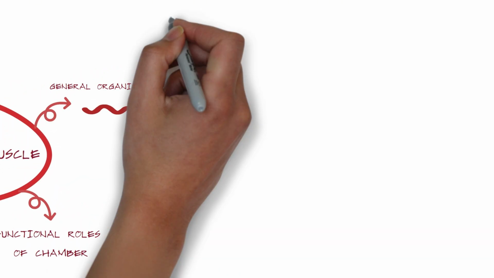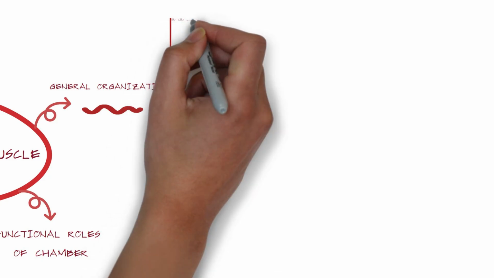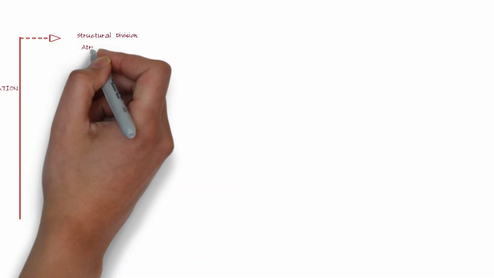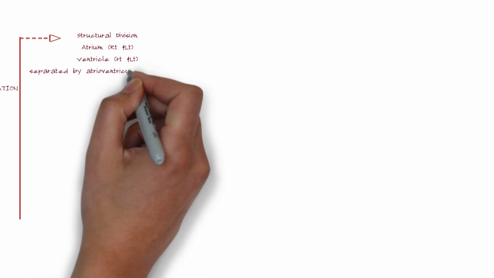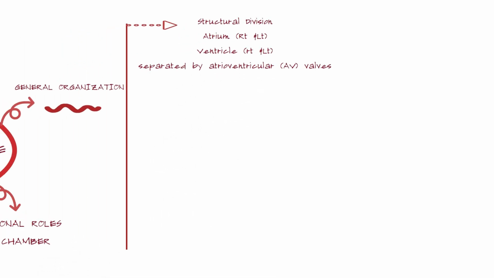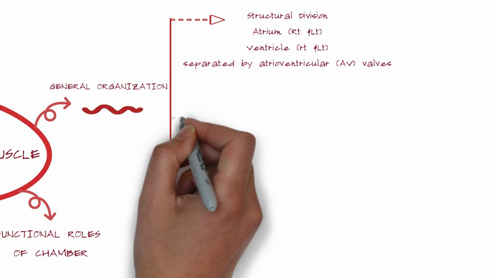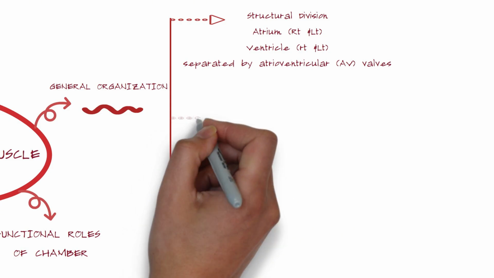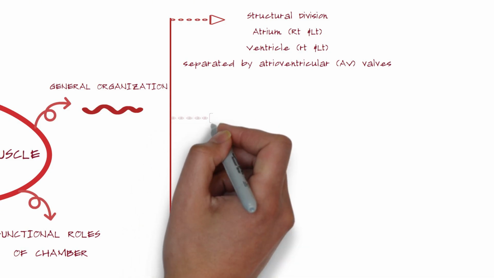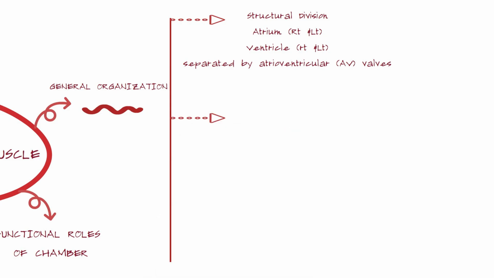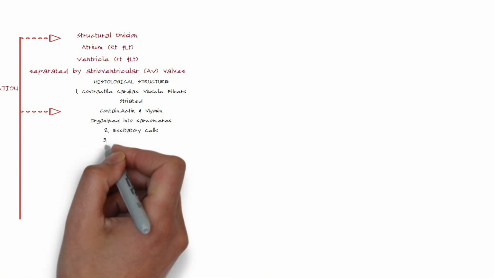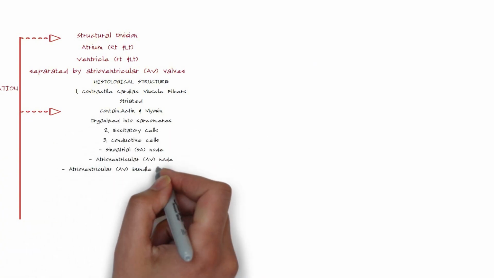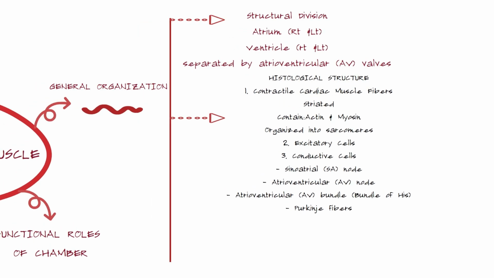Let's begin with the general organization of the heart. Structurally, the heart is divided into atrium and ventricle. Each has a right and left side. The atrium communicates with the ventricle through the AV valve. From the histological point of view, the cardiac tissue has three types of cells: the contractile cell, the excitatory, and the conductive cell. The contractile cardiac muscle is striated and it's made of actin and myosin, which are arranged in sarcomeres. The conductive system is the SA node, AV node, AV bundle, Purkinje fibers.